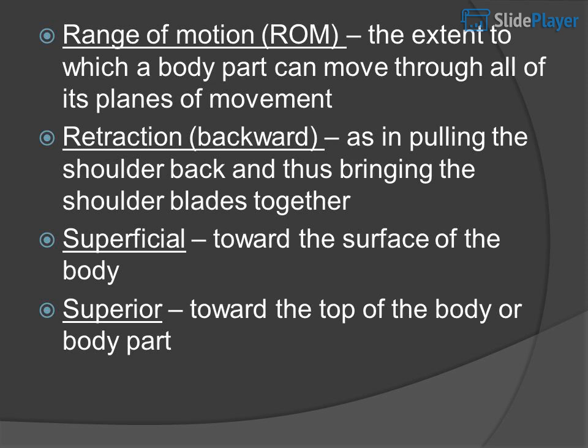Range of motion, ROM: the extent to which a body part can move through all of its planes of movement. Retraction: backward, as in pulling the shoulder back and thus bringing the shoulder blades together. Superficial: toward the surface of the body.